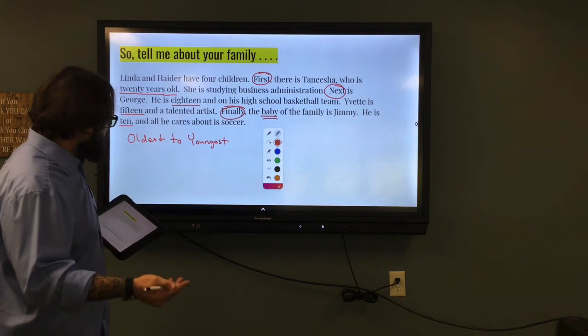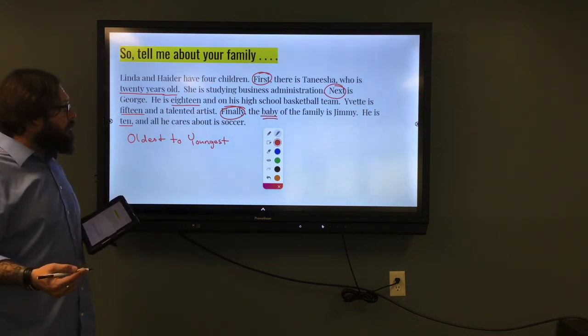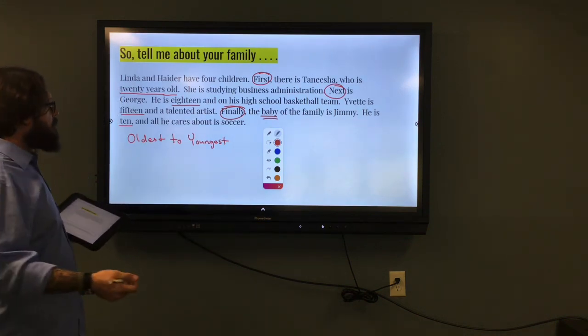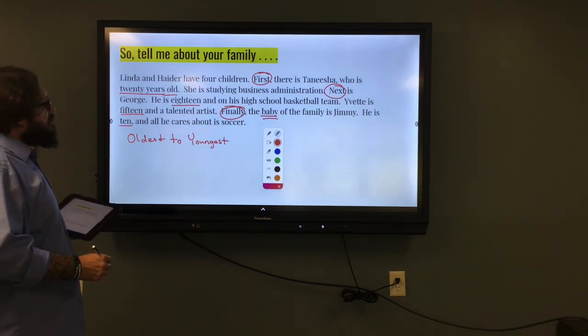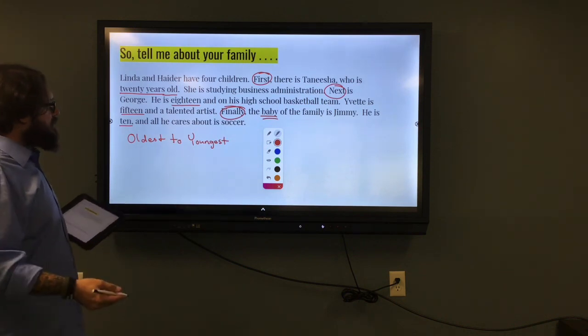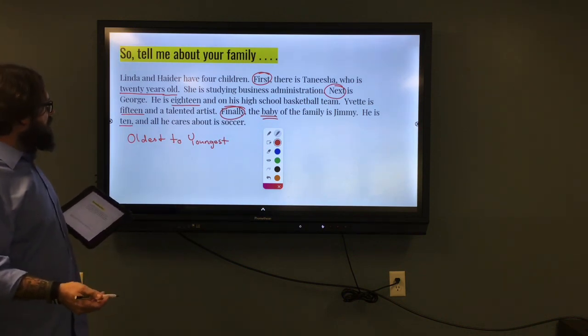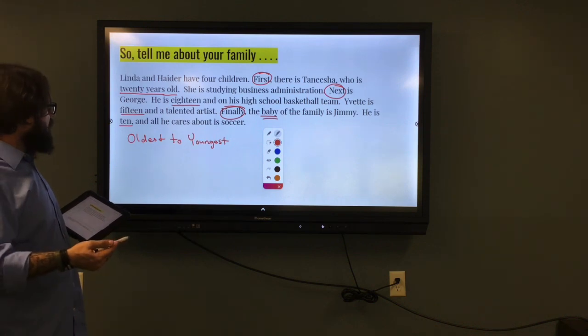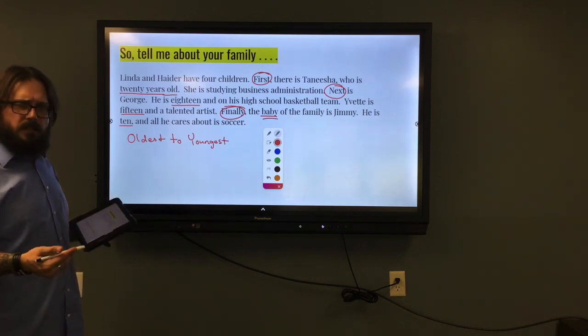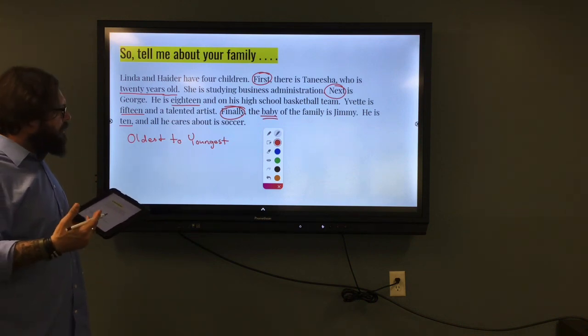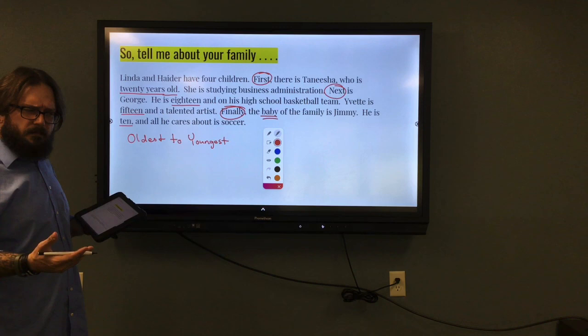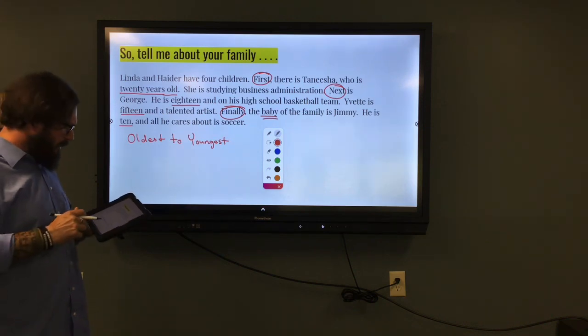Now, some other ways that they could have done it is going from youngest to oldest. They could have started with Jimmy and worked their way up to Tanisha. They could have done it based on interest. So in this case, we see that George is on the basketball team and Jimmy likes playing soccer. So they could put the athletes together. They could have done it by gender. So there's different ways that it could have been sequenced.